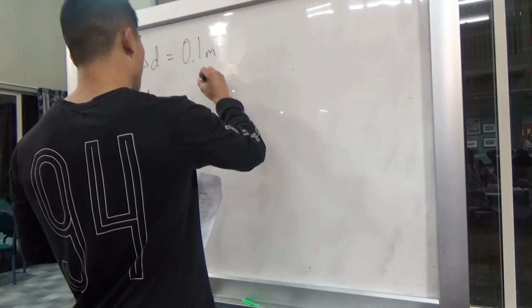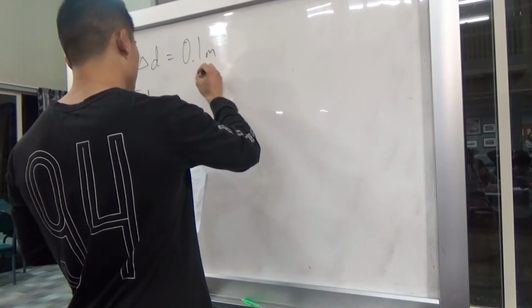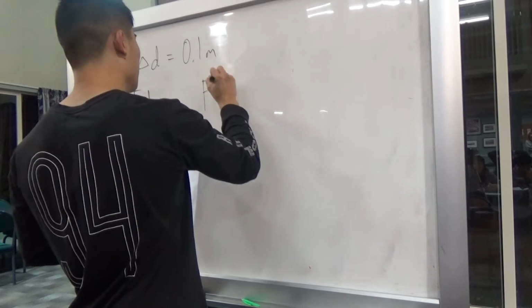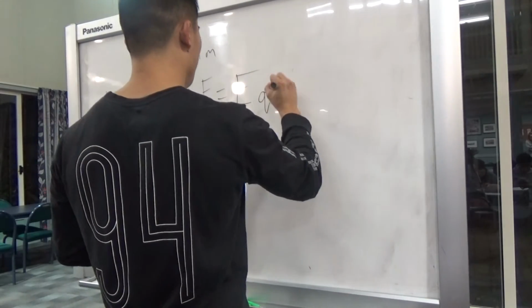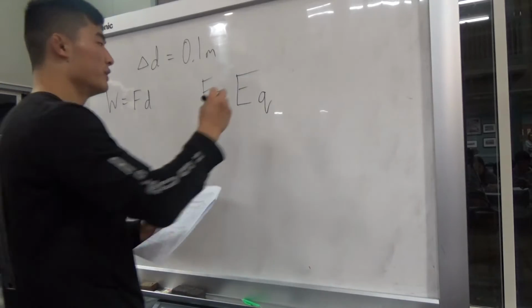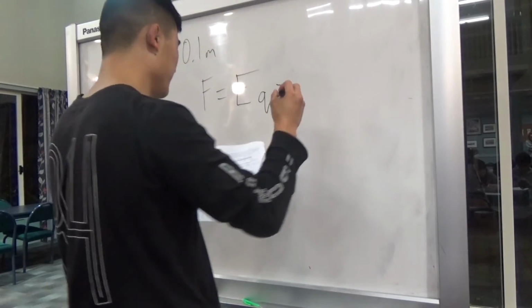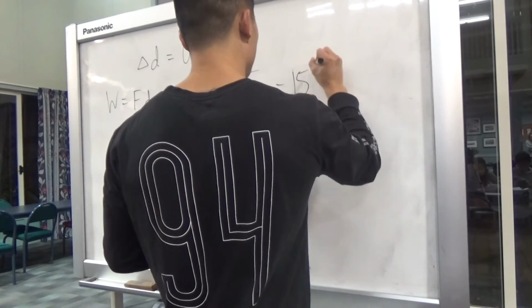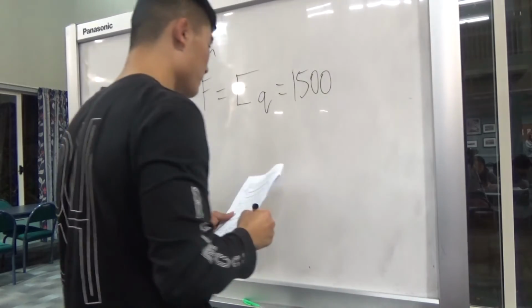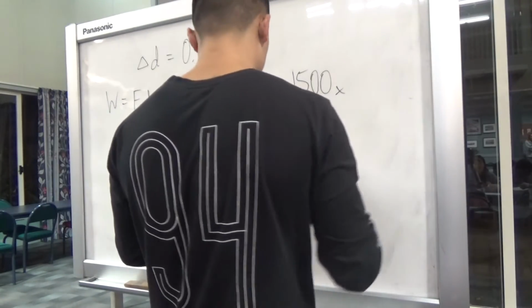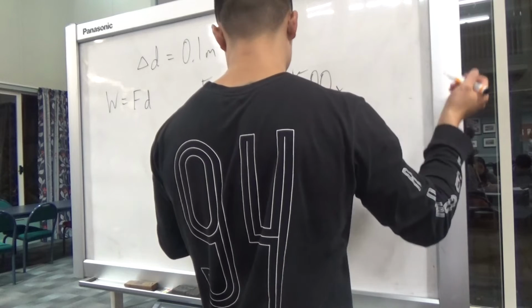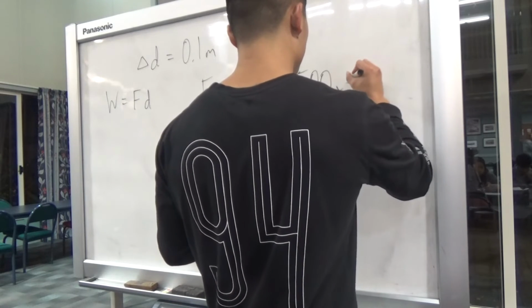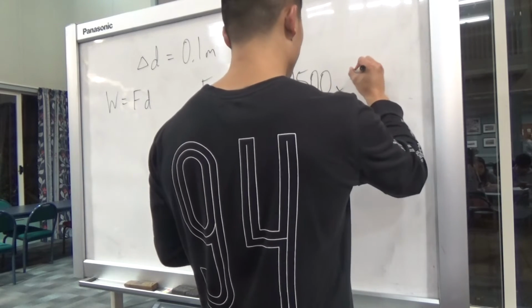So force is equal to the electric field strength E multiplied by the charge Q. So our electric field strength is 1500 times our charge, which is negative 1 times 10 to the power of negative 6.